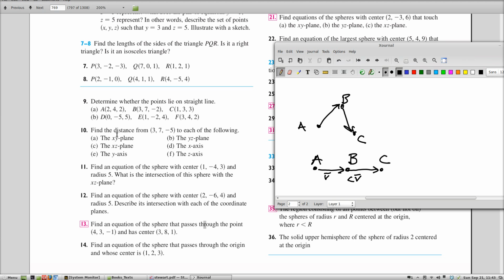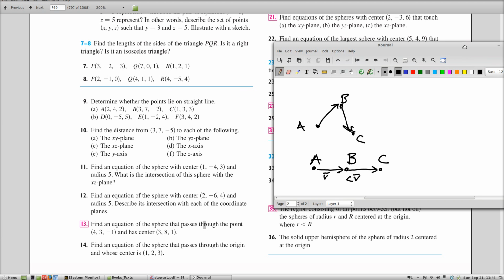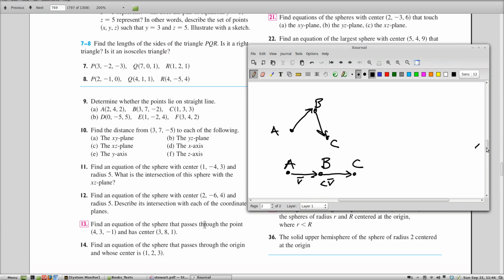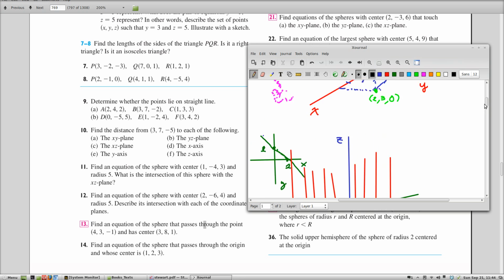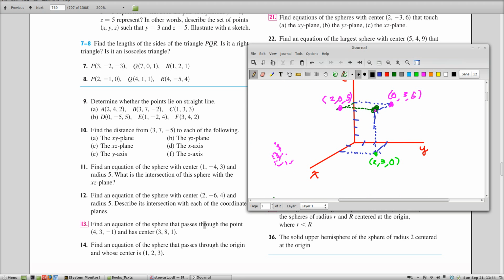So how about number 10? How could you do number 10? Find the distance from the point to each of the following projections. We already have a picture of the projections. I don't think I deleted it. It's up here. So instead of using the given point, just use this as a picture of what the projections look like.